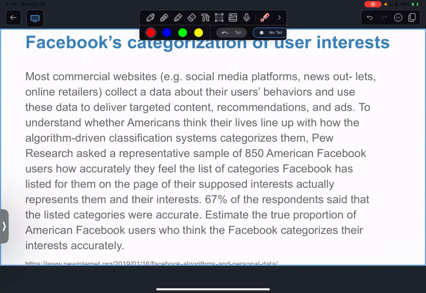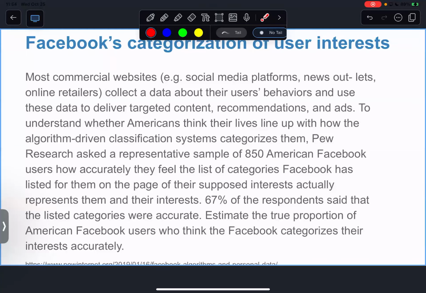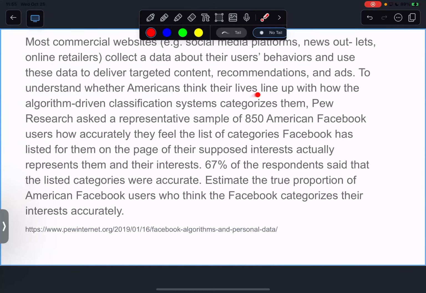Oh, it's so long. Okay, Facebook categorization of user interests. Most commercial websites collect data about their users' behavior and use these data to deliver targeted content, recommendations and ads, to understand whether Americans think their lives line up with how the algorithm-driven classification systems categorize them.